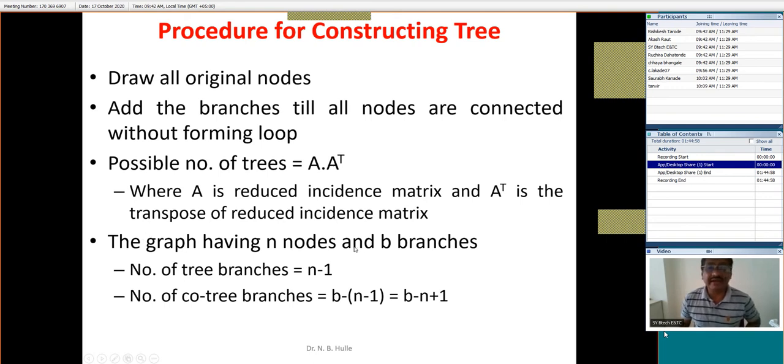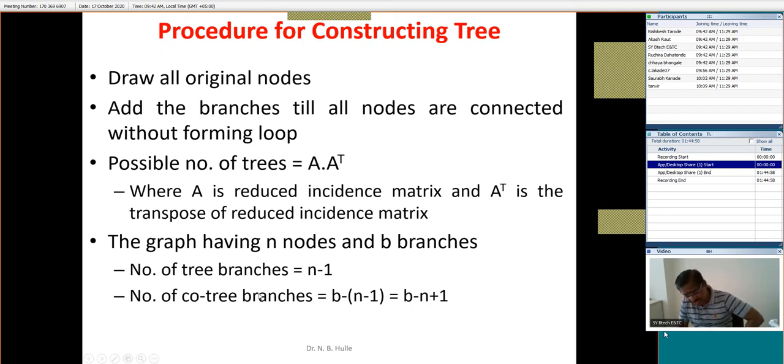The graph having n nodes and b branches, number of tree branches will be n minus 1. I have already discussed this formula. Number of tree branches will be n minus 1. Now, number of cotree branches. What is the formula for the number of cotree branches?